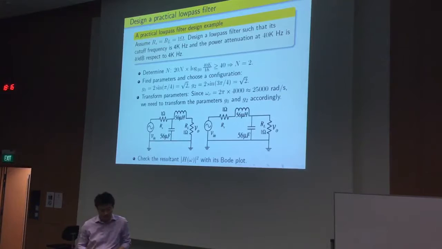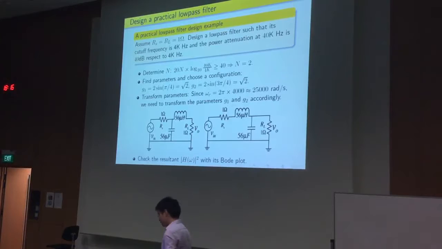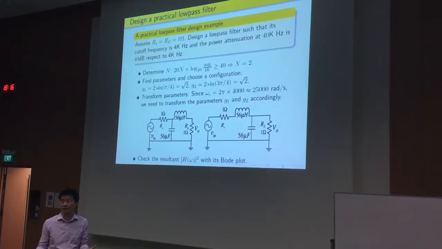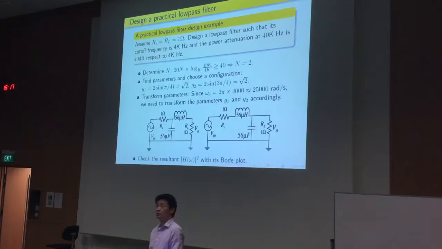Then, in terms of how to design a Butterworth filter, we know that we can always start from a low pass prototype first. No matter what kind of filter you want to design, whether a practical low pass with a cutoff frequency greater than 1 billion radians per second, or a band pass filter or a high pass filter, you always start from a low pass prototype, right? So how can we design a low pass filter by using this technology?